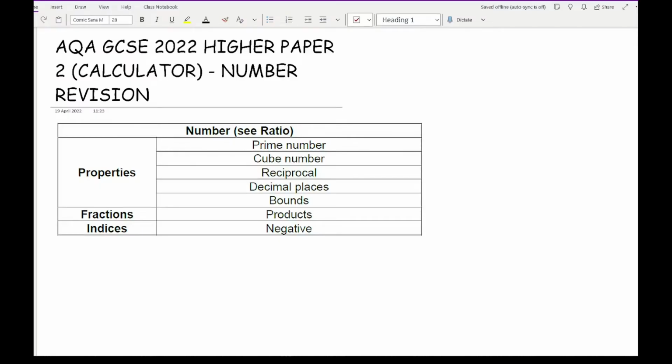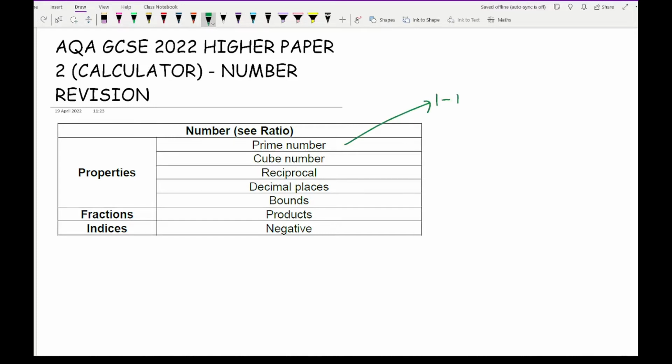So before we get started on some example questions, let's just have a look at the advanced notice of what's going to appear in the number section on the higher paper 2. Looking at the first two, which are prime numbers and cube numbers. With prime numbers, it's important you know your prime numbers between 1 and 100. With cube numbers, you need to know 1 to 5 and go up to 10. So the fact that you've got a calculator should make this question relatively easy.